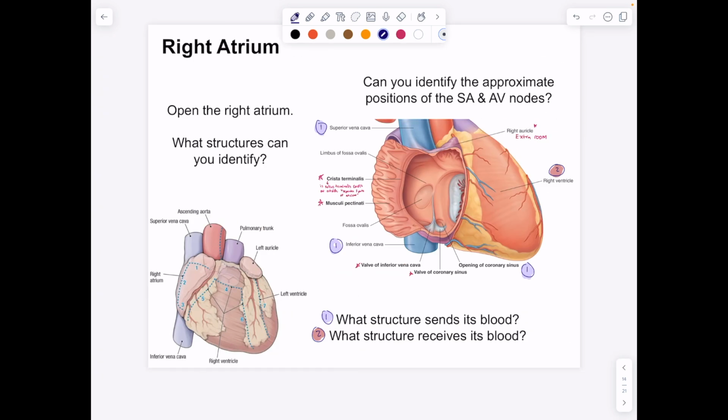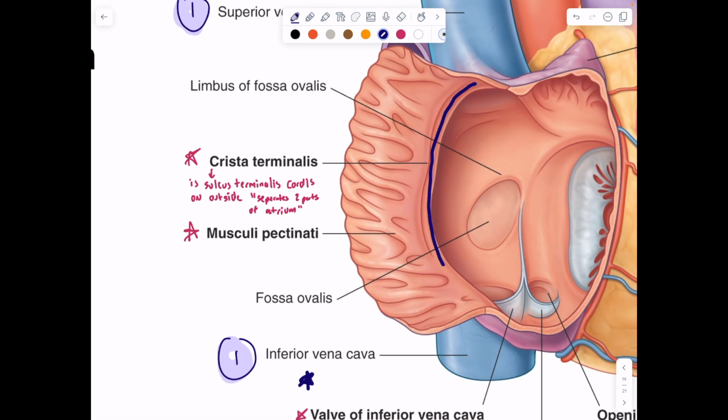Let's take a look at the atrium. So the atrium, what structure is sending it blood? We have the superior vena cava, the inferior vena cava. What structure receives its blood? Well, the atrium is our waiting chamber, right? It's going to send its blood to the right ventricle, and then a couple of things to notice. We have this line right here, and this is the crista terminalis on the inside of the heart.